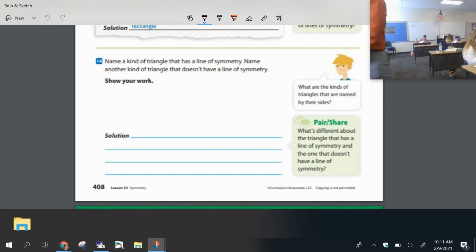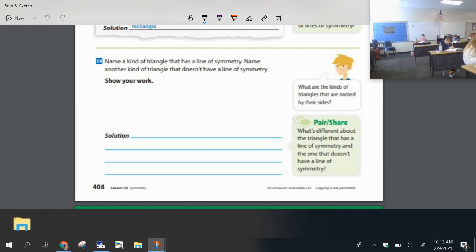Kenley, what did you write down? An isosceles triangle would have lines of symmetry, and a scalene triangle would not. Okay, an isosceles triangle would have a line of symmetry, and a scalene would not. Do you agree with Kenley? Okay. Who's stomping over here? Bryson, what did you write? Equilateral acute triangles and scalene acute triangle.